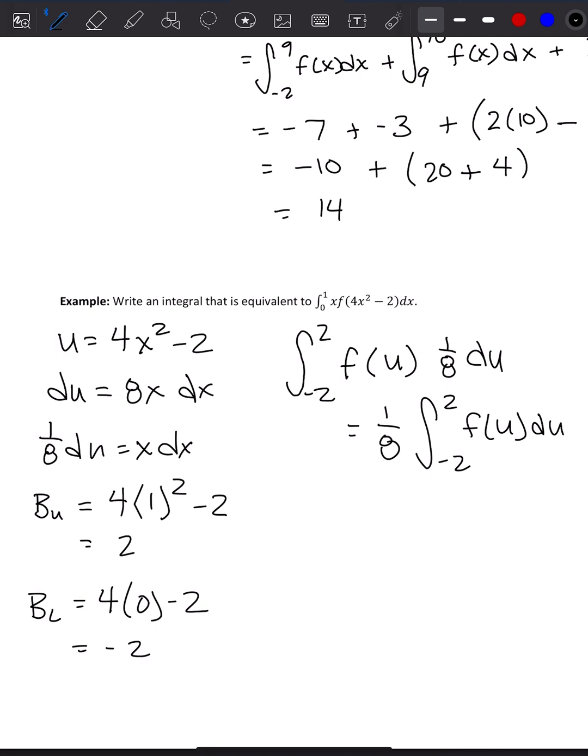And we don't know what f of x or f of u is, so we have to just leave it. And this could be our answer because this is an equivalent form. A lot of times what they're looking for, especially in a question like this, it might be a multiple choice question. They're looking for: did you get the bounds correctly? Did you get the coefficient right? Things like that.